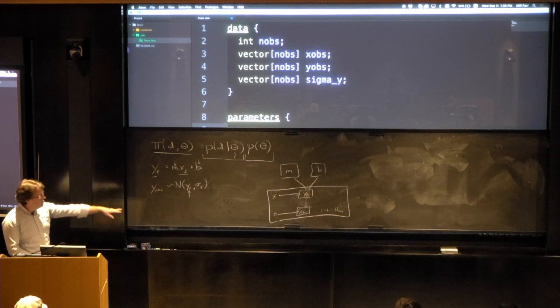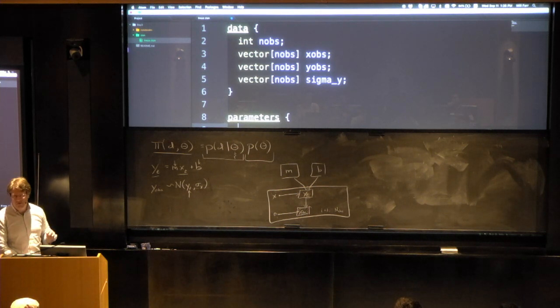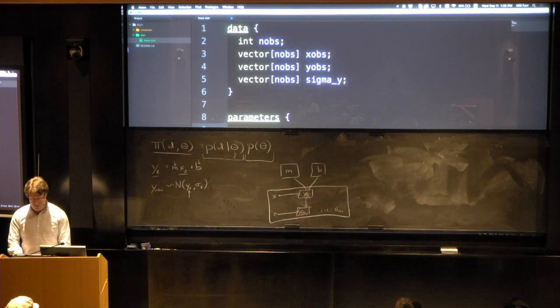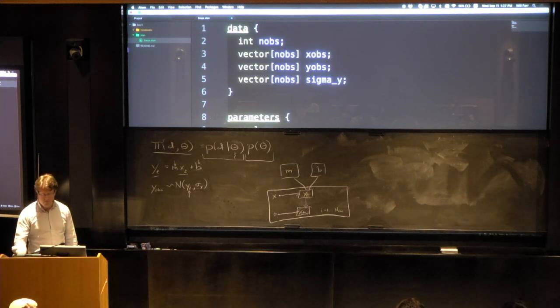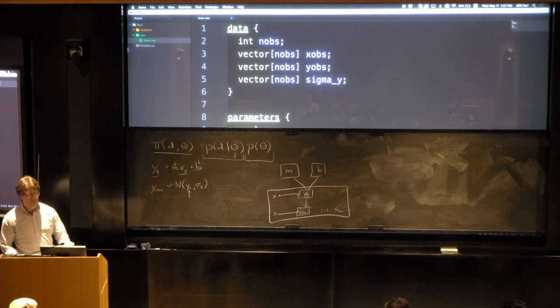Okay, turns out you can eliminate y true with a little bit of math. We're not going to do that. We're just going to make the sampler sample over it. It's happy to do that for us, and later on we won't be able to eliminate y true. So why get too specialized early on? So m is a real number, b is a real number, y true is a vector that's n obs large. Make sense to everybody? Okay.